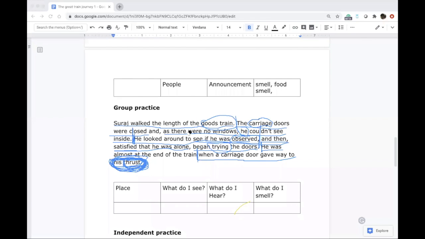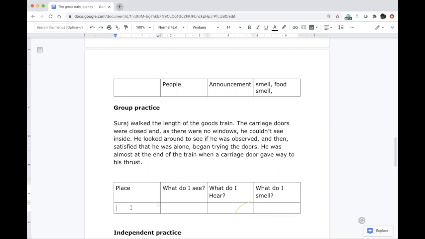Okay, now everyone read the paragraph. Now, what is the next process? What should we do next? We have to describe. Gita, what is the process? We have to describe the event. Are we describing event or setting? Setting. We are describing setting.